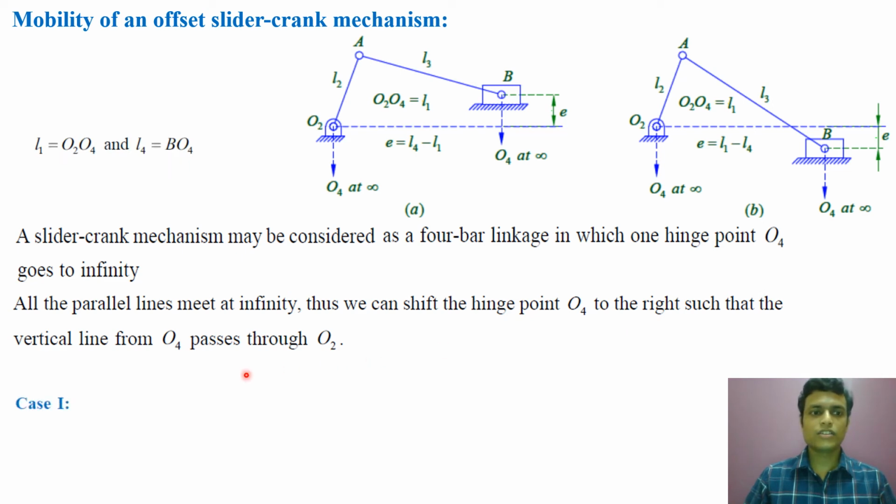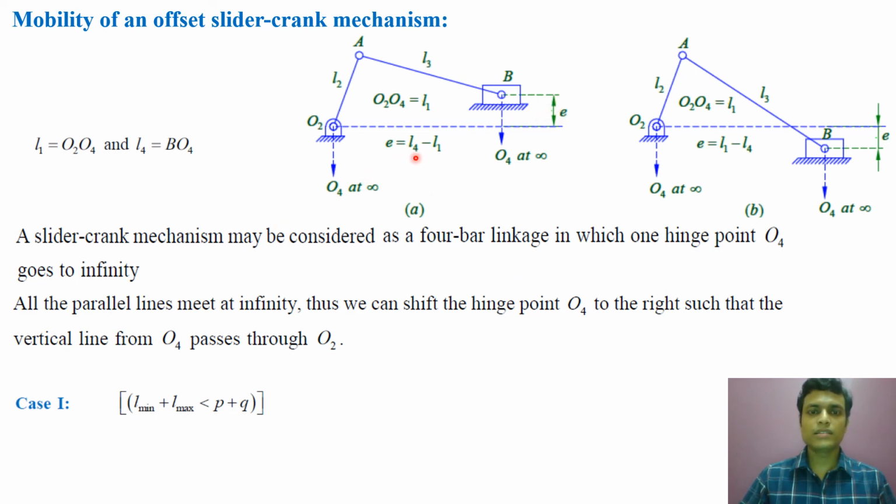So what is the Grashof rule? This is for case 1. So Grashof rule for obtaining a crank: a Grashof linkage is obtained when Lmin plus Lmax is less than P plus Q. Now what is Lmin here? Lmin is L2, and what is Lmax? Lmax is L4 because O4 lies at infinity, and B is at E distance upward from O2. B is above O2 by a distance E.